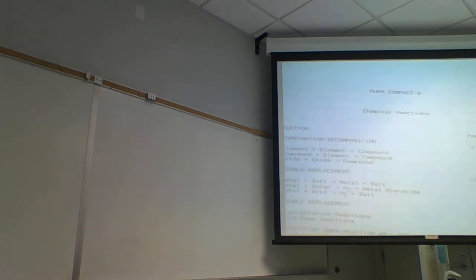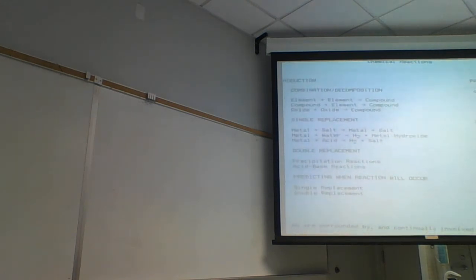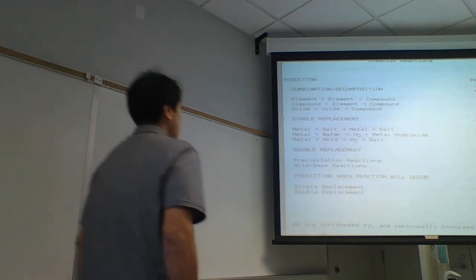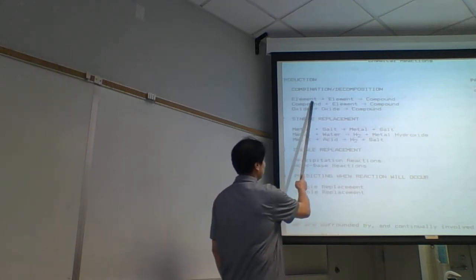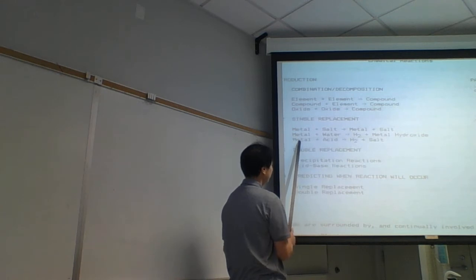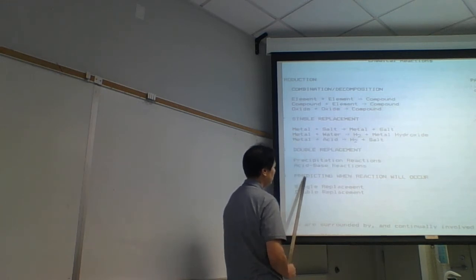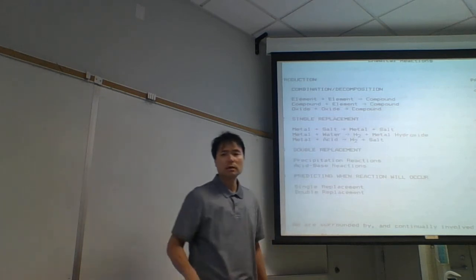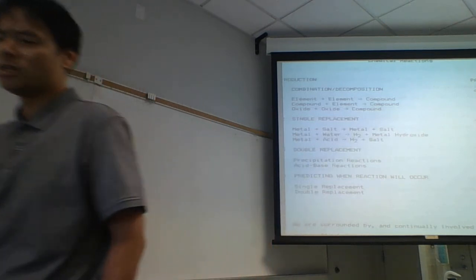And then there's this, which is Chem Compact B, chemical reactions. This is a chapter that's taken out. You're supposed to memorize all these types of reactions. But we aren't, because I don't like the way it's classified. I don't like the way it's organized, because it's too much memorization.